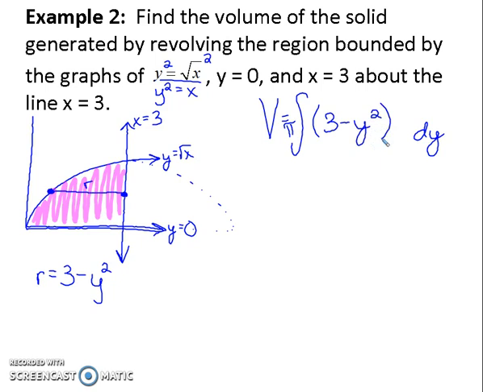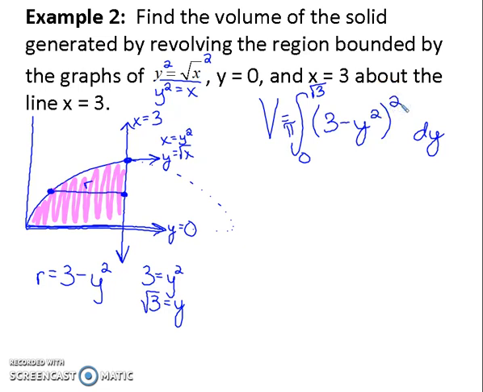I then also need boundaries. Well, since I'm integrating with respect to y, I need the lowest y value, which I can easily tell is 0, to the highest y value, which occurs right here. That occurs at the intersection of x equals y squared and x equals 3. So that means that y squared would equal 3. So that point is y equals the square root of 3. Now your integration is all set up. Again, one thing I forgot to do is square my radius. So that's r squared in there.